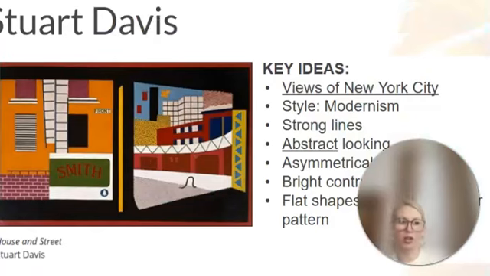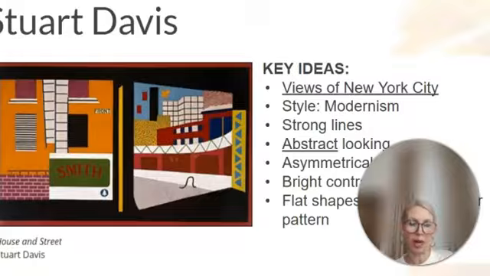Let's meet another artist, Stuart Davis. Like Hopper, Davis painted views of New York City. But there's a major difference between the two artists. Davis worked in the style of modernism. His artwork uses strong lines, but unlike Hopper, his paintings can look much more abstract.